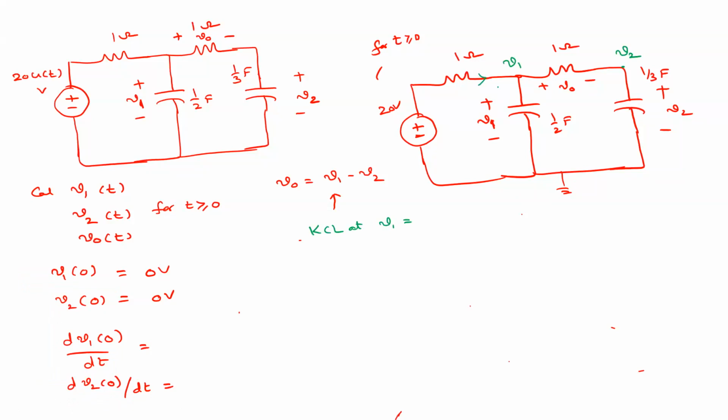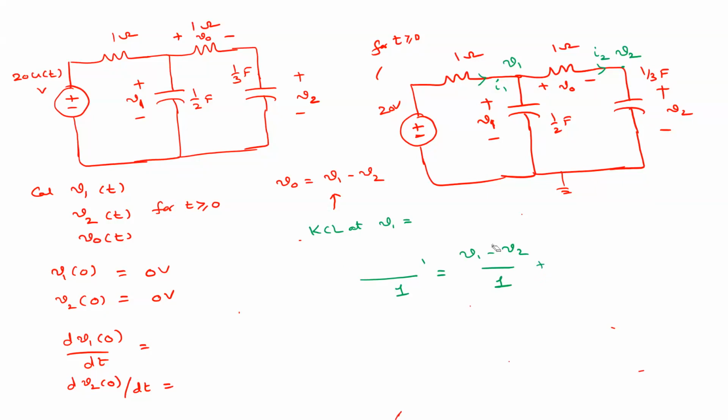If you assume this current is I1 and this current is I2, what does it give? KCL at node 1, loop 1: 20 minus V1 upon 1 equals V1 minus V2 upon 1 plus half into dV1 by dt. The capacitor current is also there, sir. IC1, sir. What is IC1? Half into dV1 by dt.